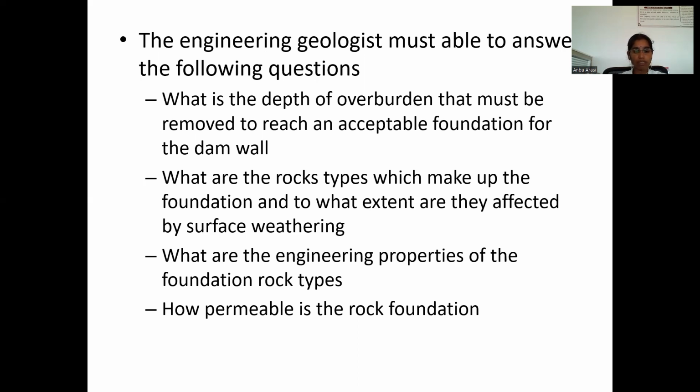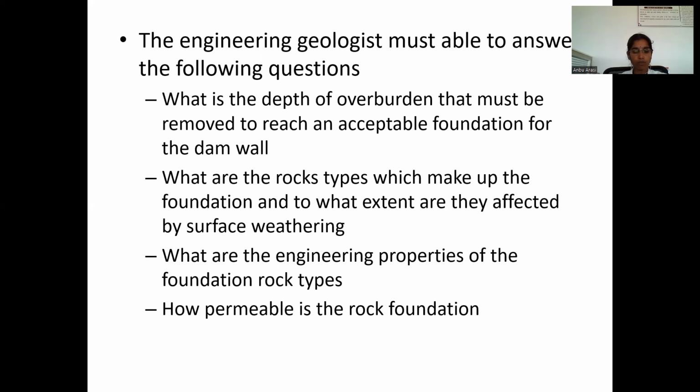The engineering geologist must be able to answer the following questions. First, what is the depth of overburden that must be removed to reach an acceptable foundation for the dam wall? Next, what are the rock types which make up the foundation and to what extent are they affected by surface weathering? And another question, what are the engineering properties of the foundation rock types? Important properties like strength, deformability, durability, compression, and so on.